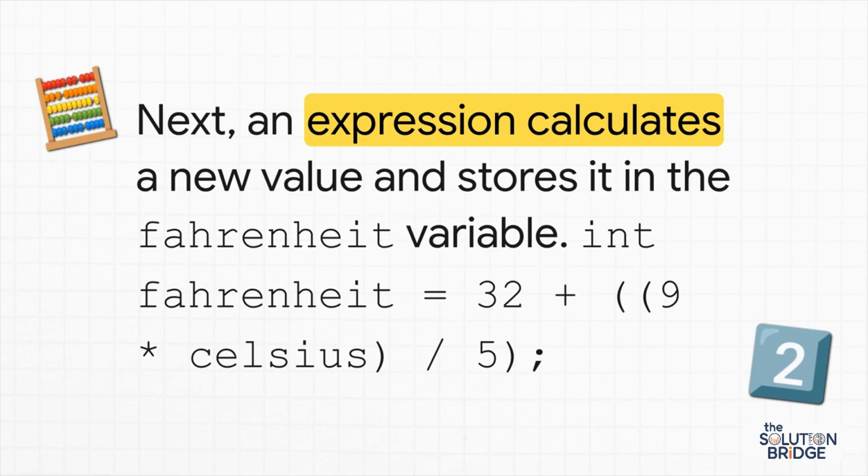Okay, step 2. Now it's time for our recipe, our expression. The computer takes the value out of the Celsius box, multiplies it by 9, divides it by 5, then adds 32. The final answer from that whole calculation gets stored in a brand new int box that we've called Fahrenheit.